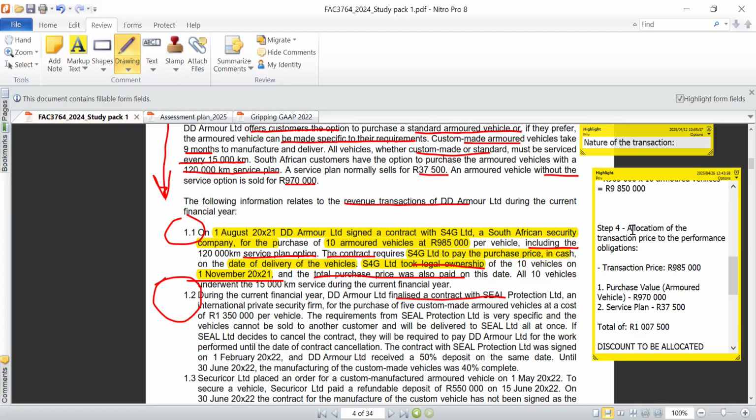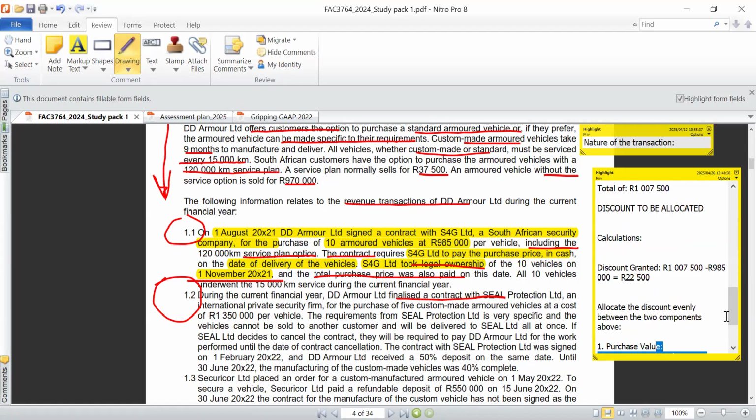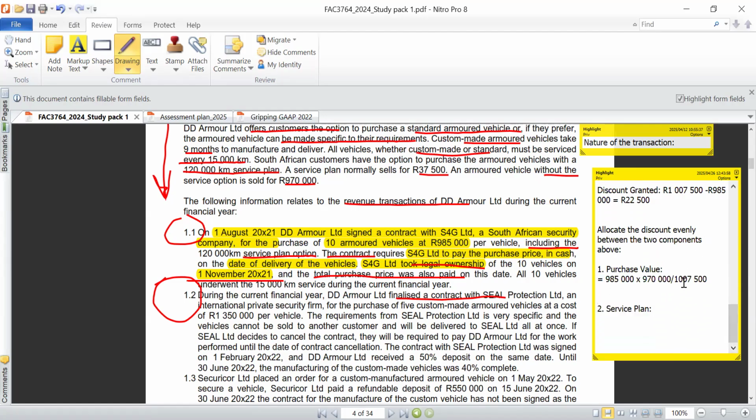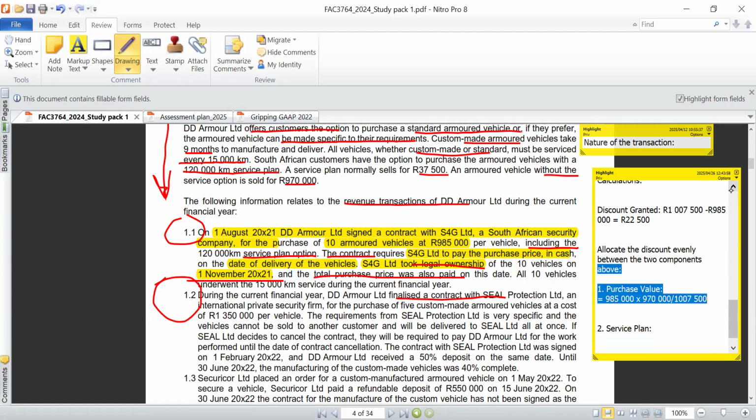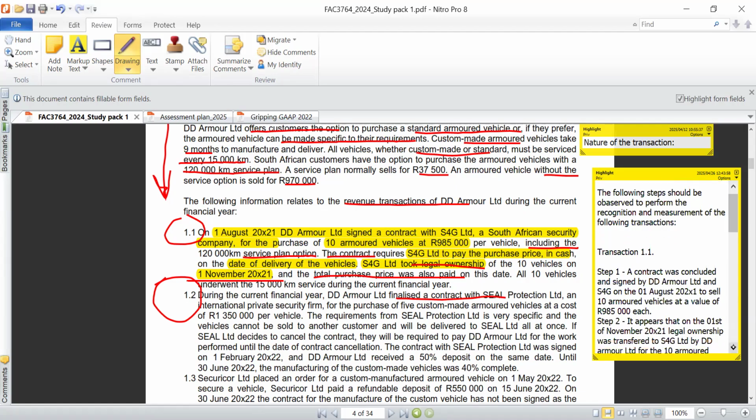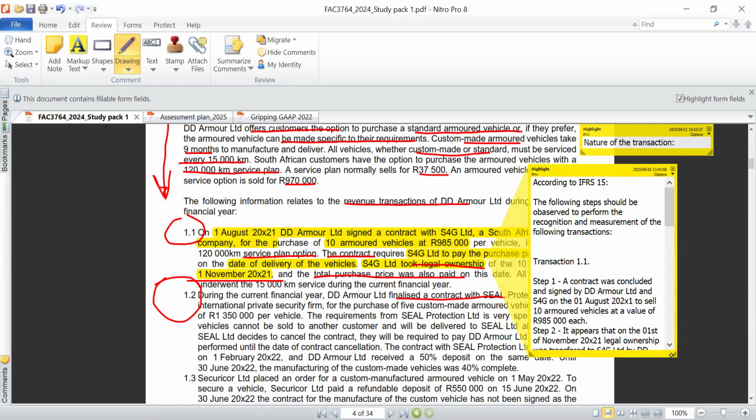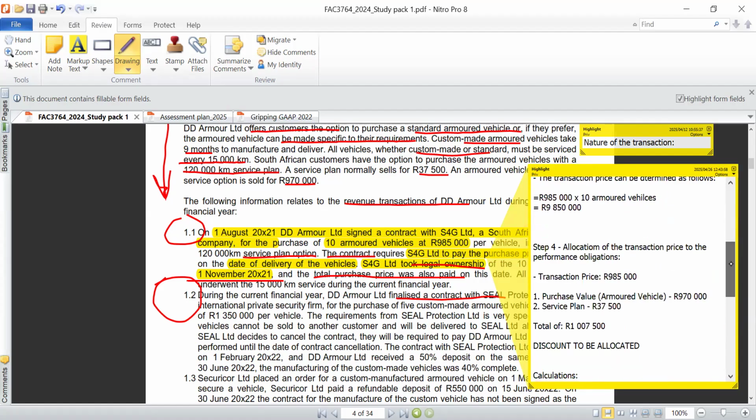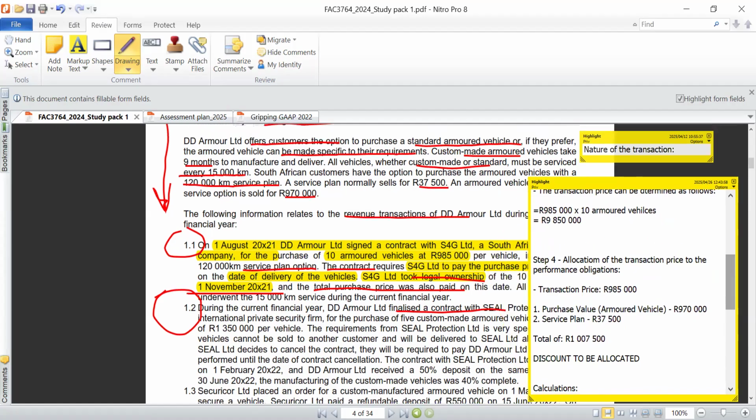So even in this step number 4, as you do the allocation of the purchase value, which is discounted, and then you also do the service plan allocation, which is discounted, it will be after you've done the correct allocation of the discount. Does it make sense? Yes, it will be after you've done the allocation of the discount. Sorry guys, most of this we had done offline without recording, so I'm doing this for the sake of ensuring that these are already on record.